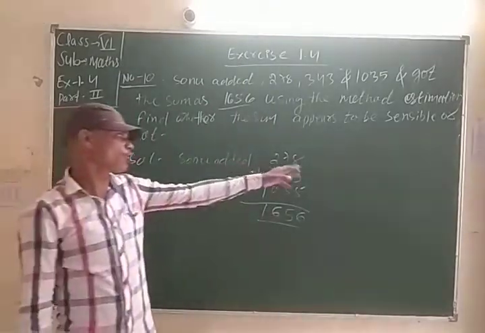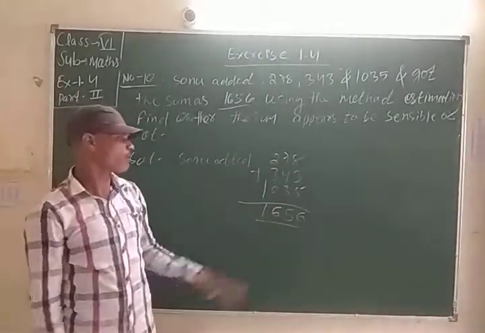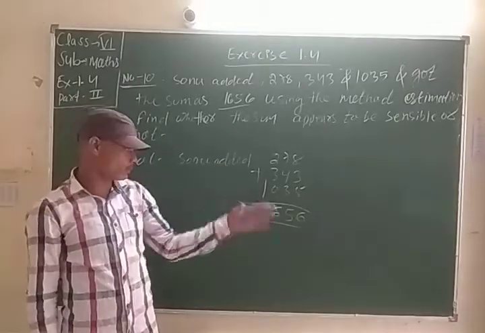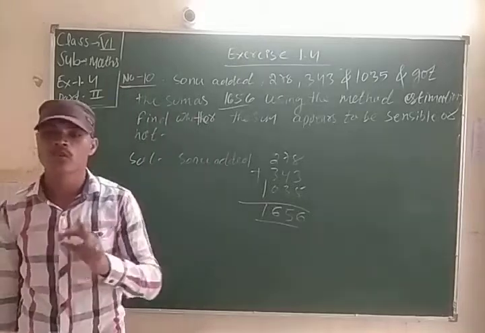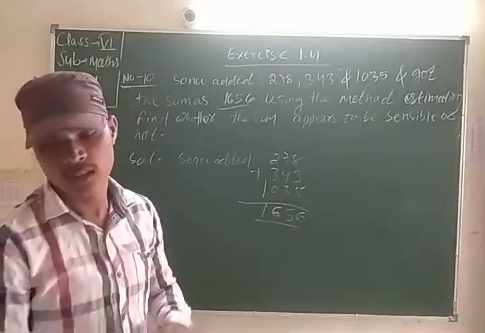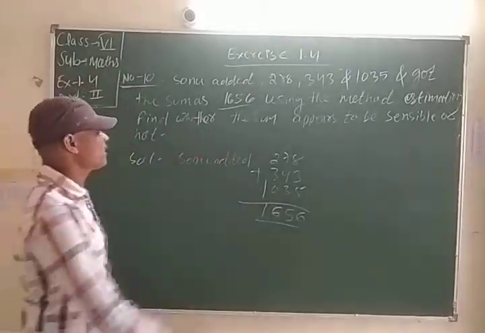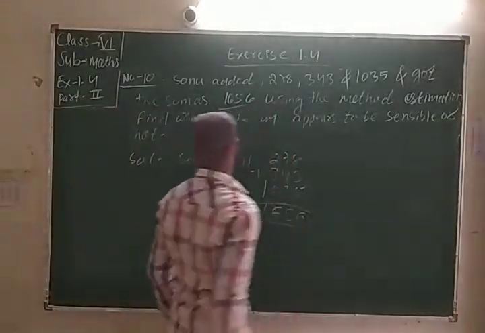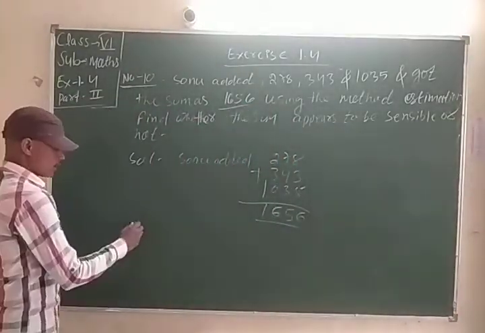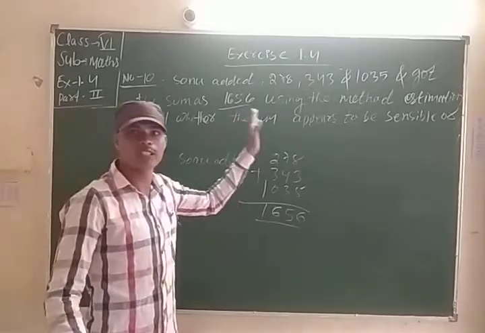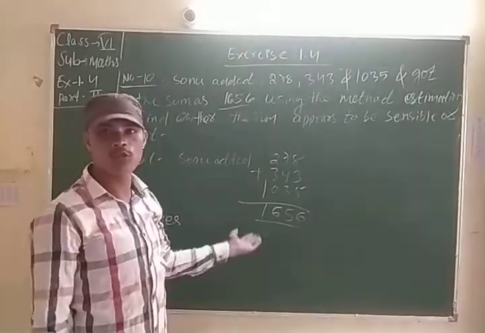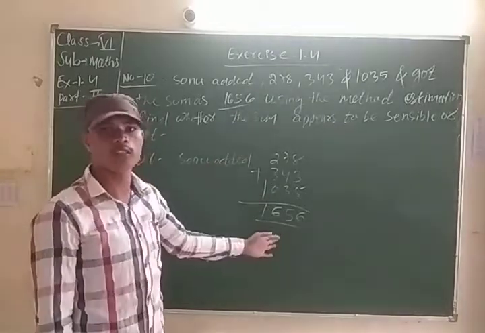Shonu added 278, 343, and 1035, and he got 1656. We also add the numbers and we got 1656. So we can say that yes, the sum appears to be sensible. We got the same answer here also, and Shonu also got 1656, and we also got 1656.